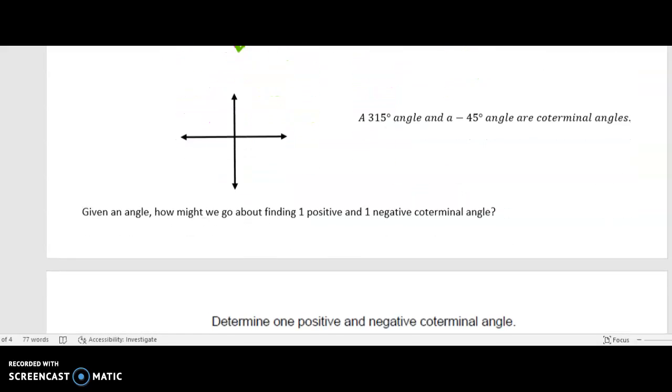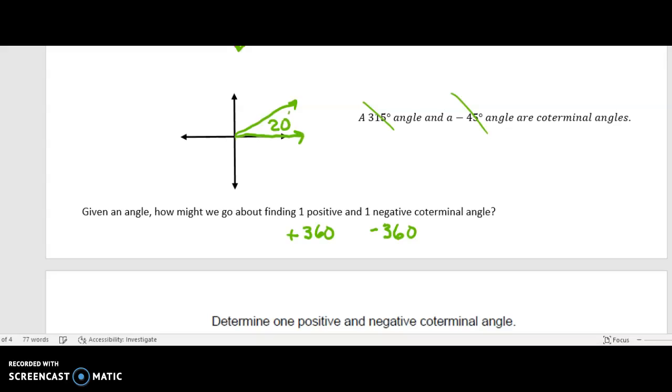One way that we can find coterminal angles is by taking the original angle and adding 360 or subtracting 360 from the original angle. All you're doing is adding a revolution or subtracting a revolution. For instance, for the sake of time, I'm going to take a 20-degree angle just to show you.